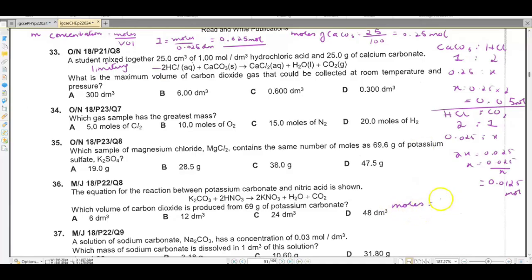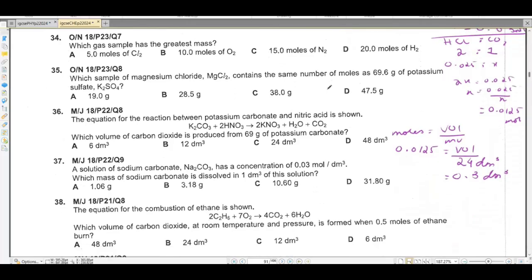Okay. Once we have the moles, we can easily find the volume of carbon dioxide using the formula moles is equal to volume by molar volume. So moles are 0.0125, volume we have to find, and molar volume, since the answer is in decimeter cube, we are going to be using 24 decimeter cube. Okay, so 24 into 0.0125 moles is going to give us the volume to be 0.3 decimeter cubes. Okay, so D is going to be our correct option.